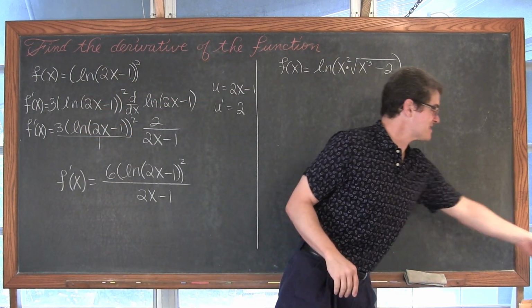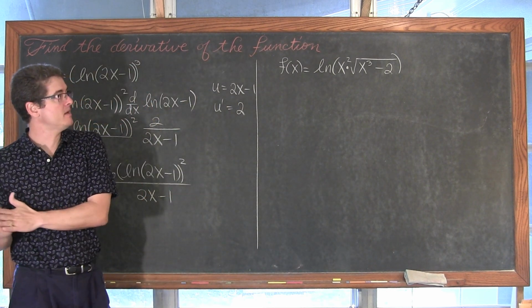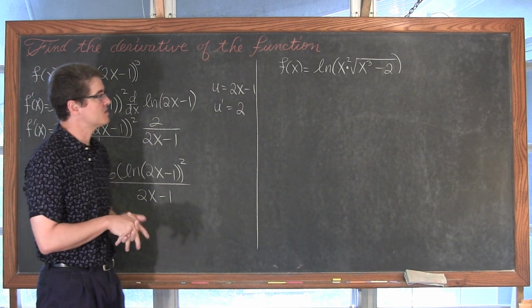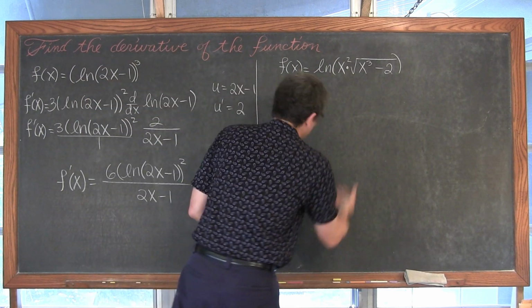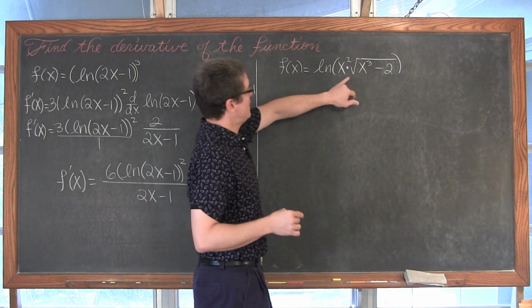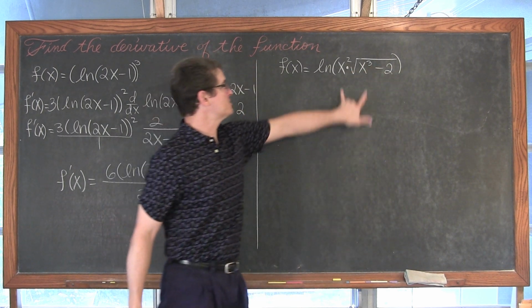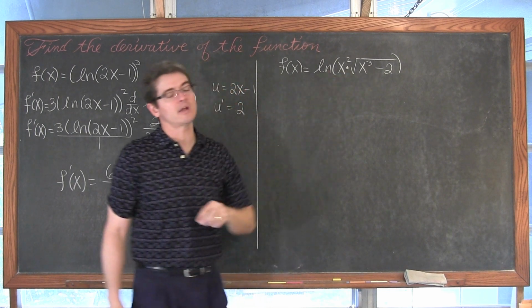Okay, for our next example, we have f of x is equal to the natural log of x squared times the square root of x cubed minus 2. Now inside this natural log function, we have two factors. And not forgetting, of course, that radicals are a grouping symbol. So we have two factors being multiplied together inside our natural log.